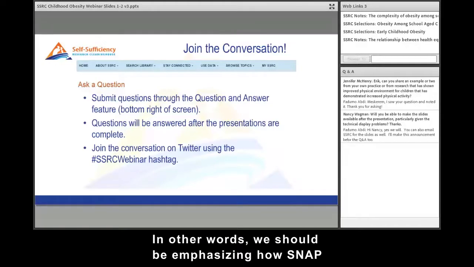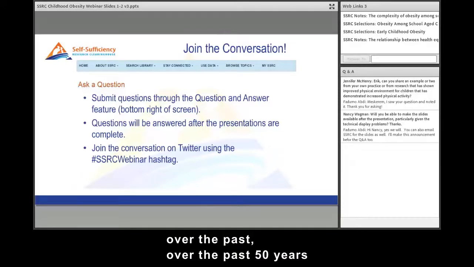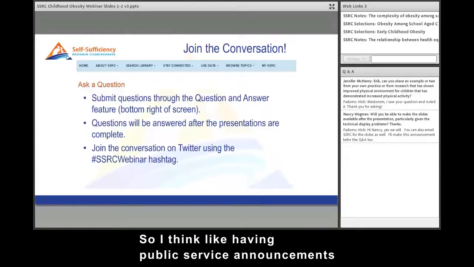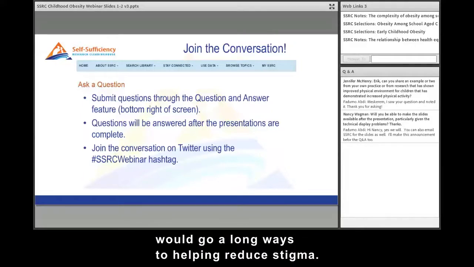In other words, we should be emphasizing how SNAP has benefited literally tens of millions of Americans over the past 50 years, and how important it's been for their life, whether they need it for a short term or for a longer time period. So I think having public service announcements about how great SNAP is and things like this would go a long ways to helping reduce stigma.